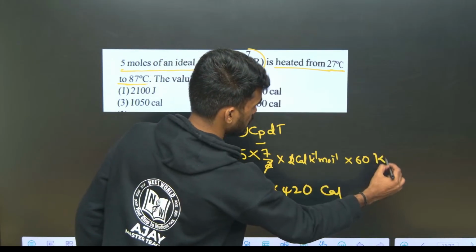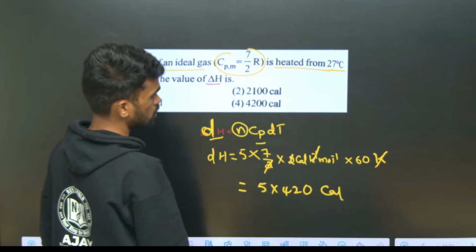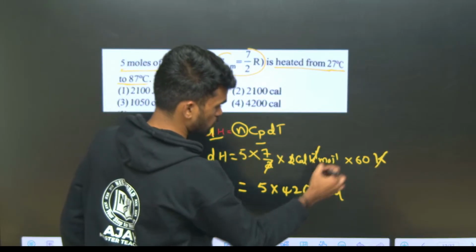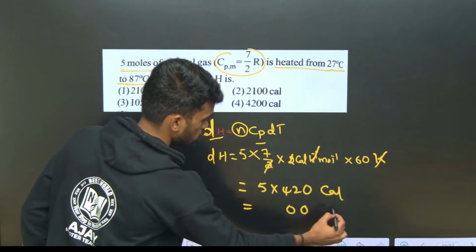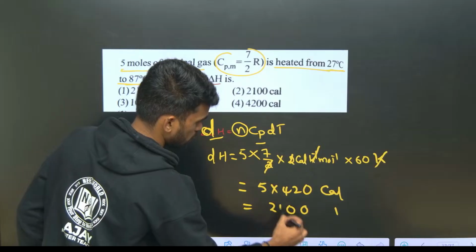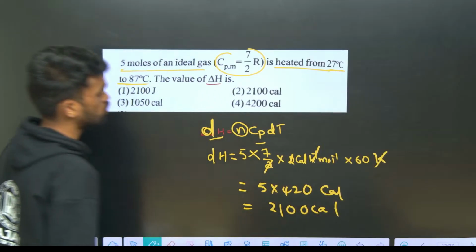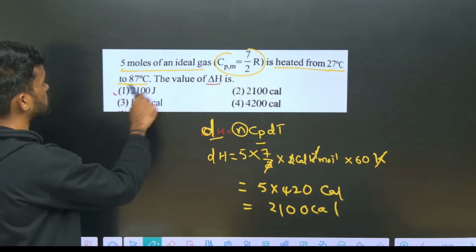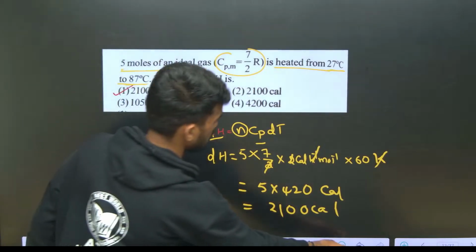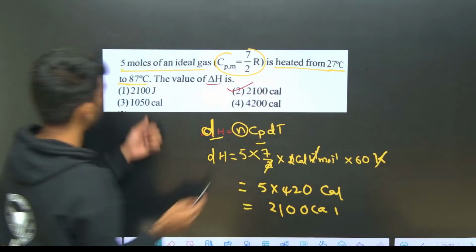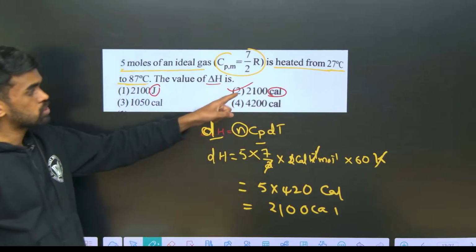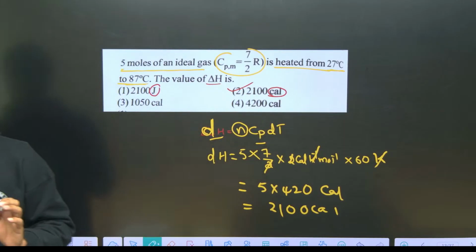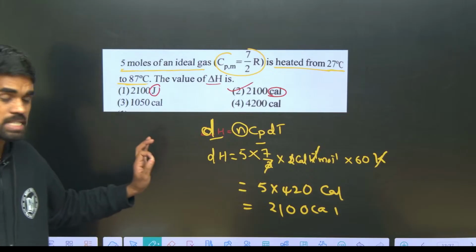See here, per Kelvin is there, Kelvin is removed. Here also mole is there, mole removed. So we are remaining with calorie. So your answer is 2100 calories. See, the first option they given in terms of joules, but our answer is in terms of calorie. So the second option will be your perfect answer for this question. Hope this is clear, right?